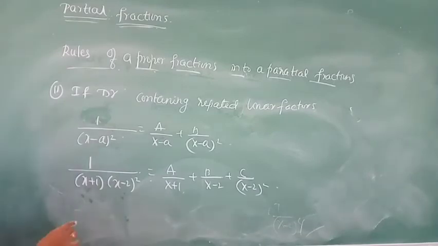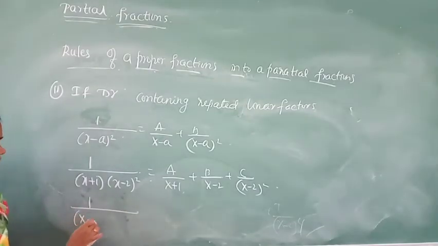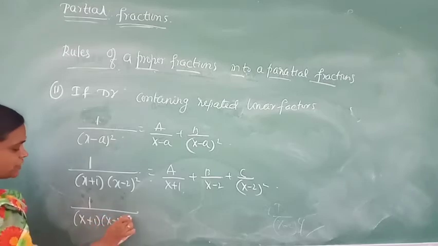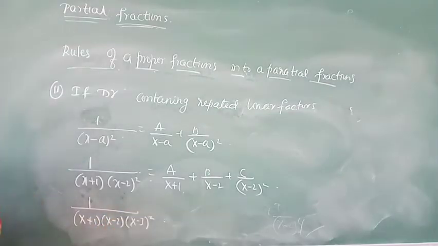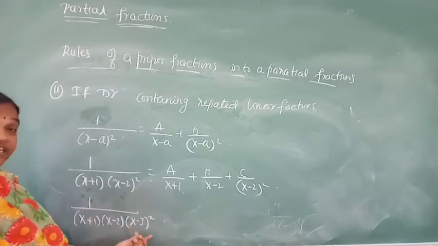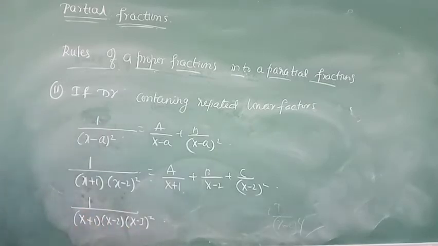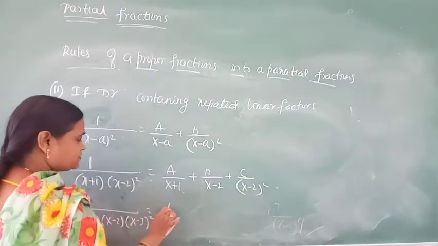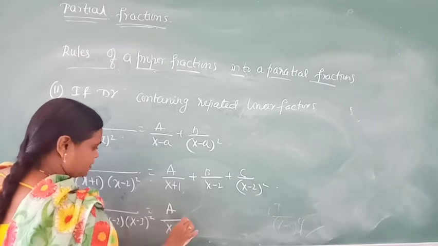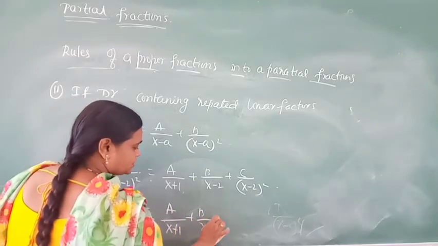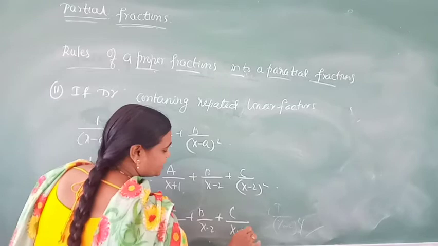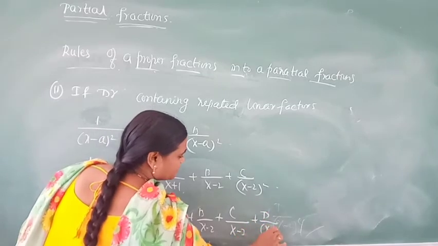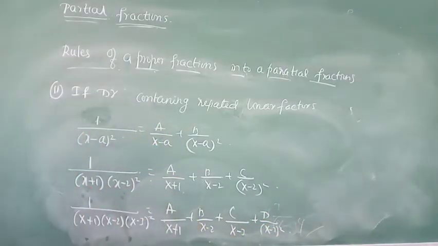For example, another one I will take: 1 divided by (x plus 1)(x minus 2)(x minus 3) square. Here only 2 roots are repeated, these two are different. We are applying the combination of repeated as well as non-repeated. Therefore, we can write this one as a by (x plus 1) plus b by (x minus 2), and these two are repeated, therefore c by (x minus 3) plus d by (x minus 3) square. This is the combination, a mixture of repeated and non-repeated.